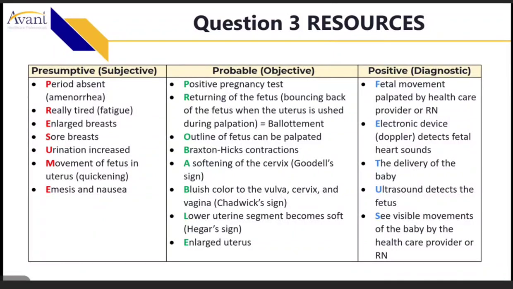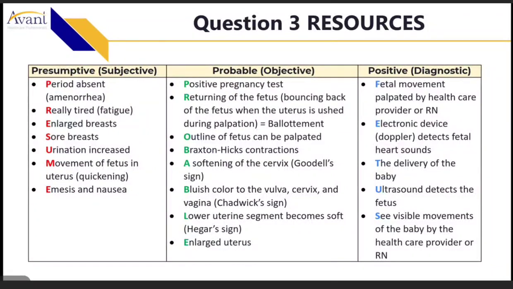Presumptive means subjective. Only the mom can tell you. It's things that make us think we're pregnant and cause us to go to the doctor. So they have amenorrhea, so their period is absent. They're really tired. Their breasts are enlarged and sore. Urination is increased. They feel the baby movement of the fetus, but sometimes that can be gas or something else. And then they have emesis and nausea, morning sickness, in the first trimester. So that's our presumptive signs.